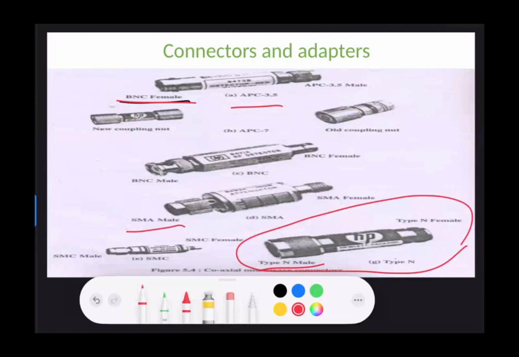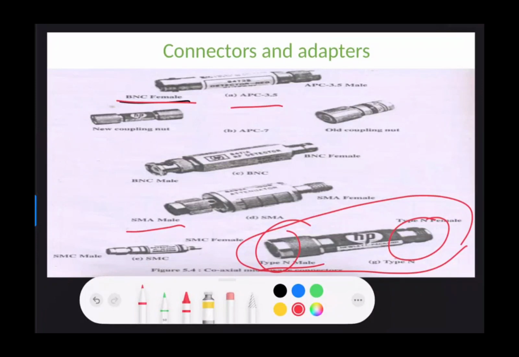The name for this connector was given as navy because in the initial manufacturing stages, on the initial use, it was used only in navy applications. That's why this connector is called the N type of connector. And this N type of connector will have male and female terminals. This is a male terminal and this is the female terminal.